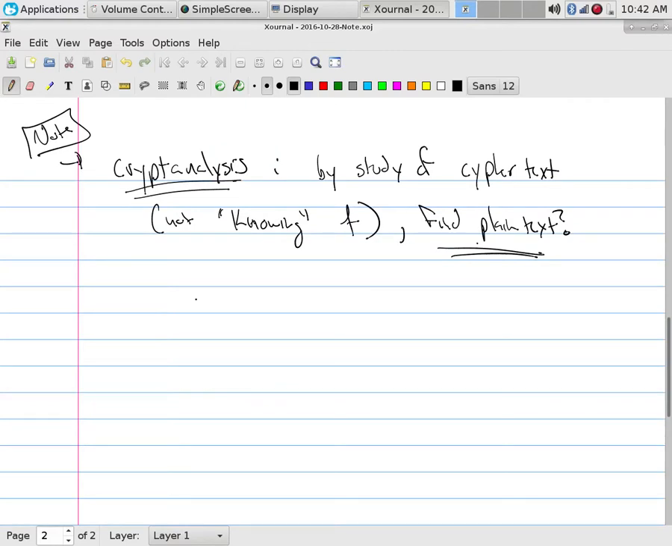Well, let's make it a little bit harder. The second one would be an affine shift. An affine shift would be my function of the plain text. I'm still going to do a plus k, but the first thing I'm going to do is multiply the p by a number, then add k, and then do a mod n again.